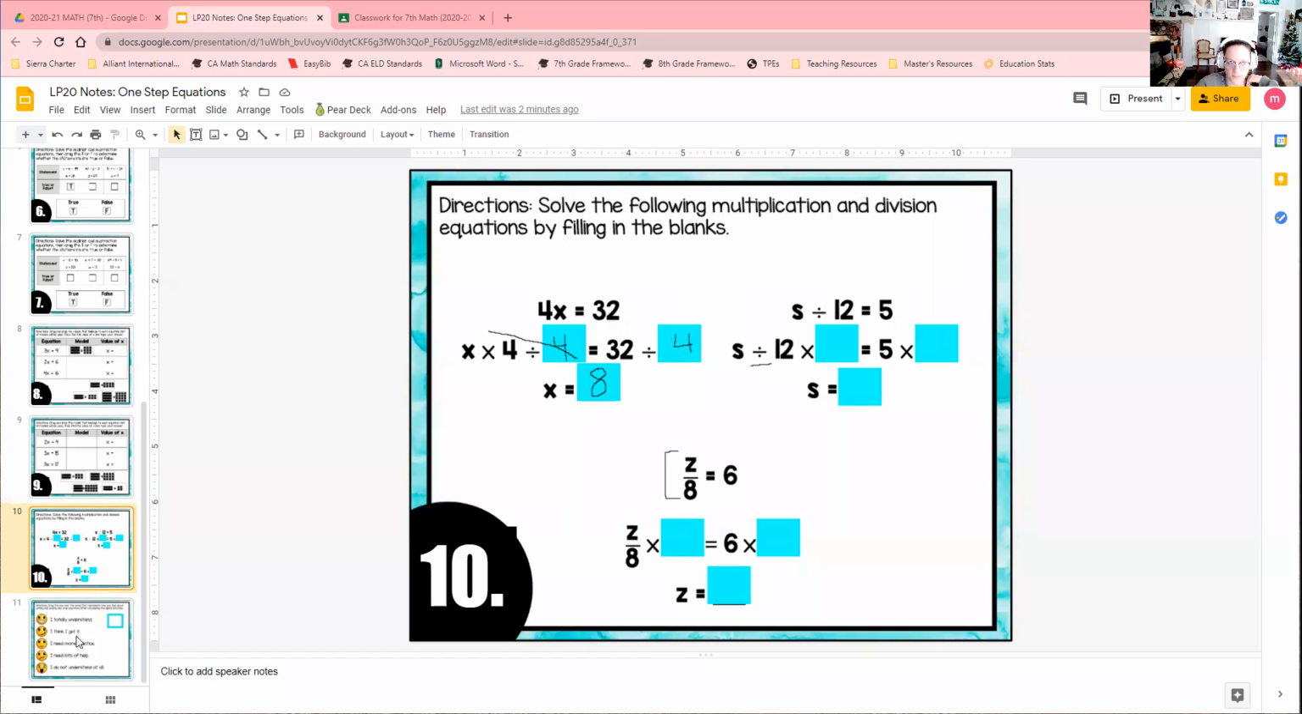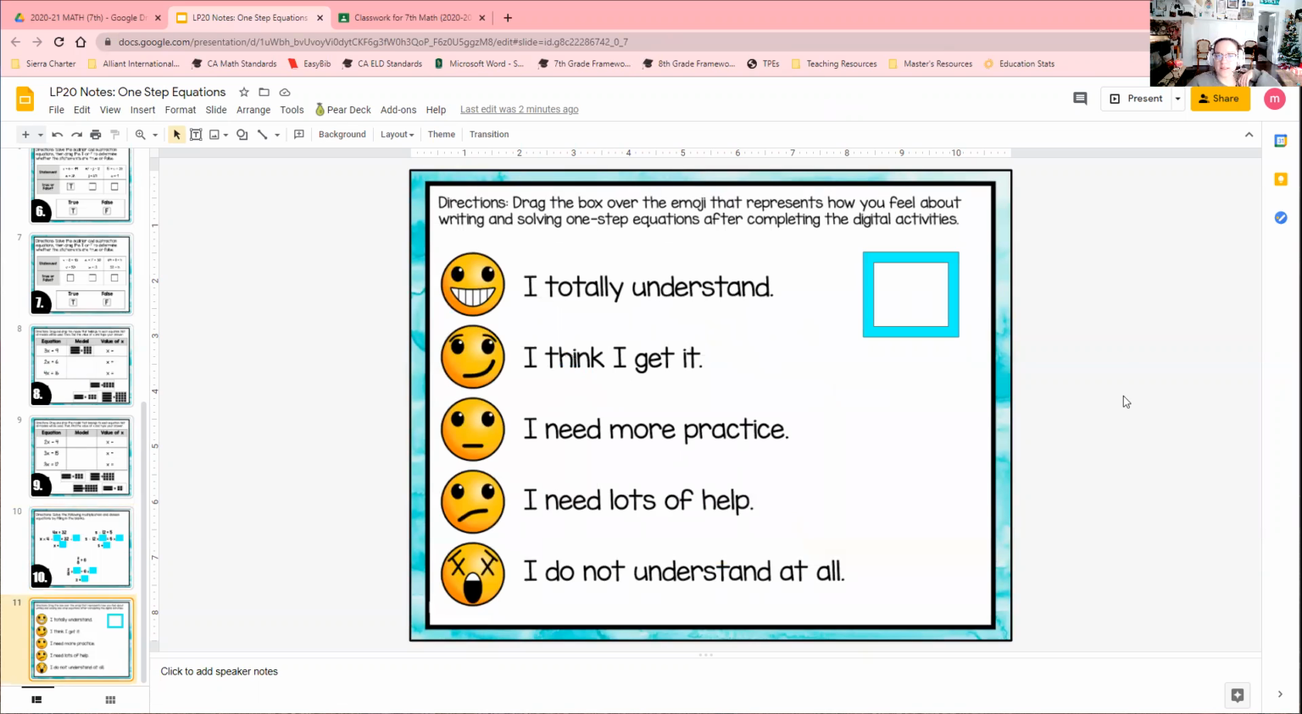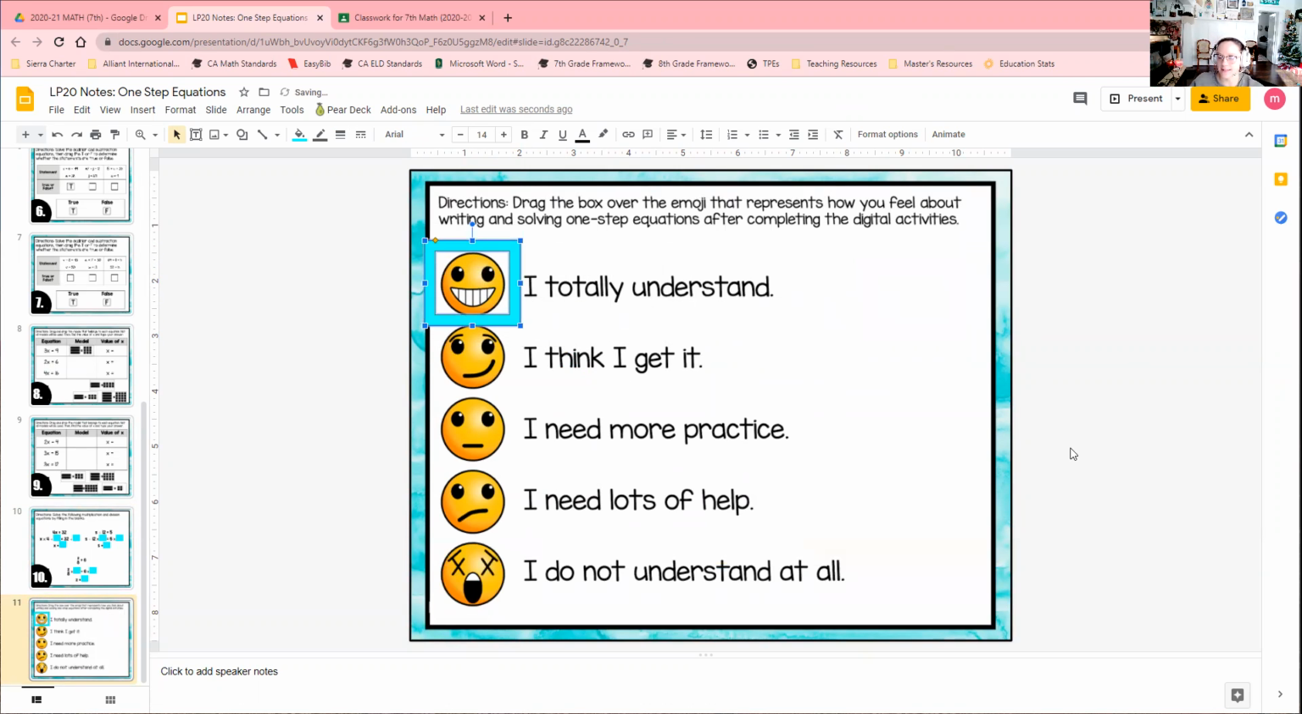The very last page has you doing a little self-reflection. So you want to look at these 5 options and think about how comfortable you are with solving our one-step equations. So if you feel like a super rock star, this is the easiest thing you've ever done, you can't believe you have to practice this, put your little blue box over. I totally understand. If you got to the end of this and you are still super lost, it's not making sense, your numbers aren't working, you would put your box down at I do not understand at all. So this is a great way for you to communicate with me how you are feeling about this assignment, and it kind of lets me know how you're doing.